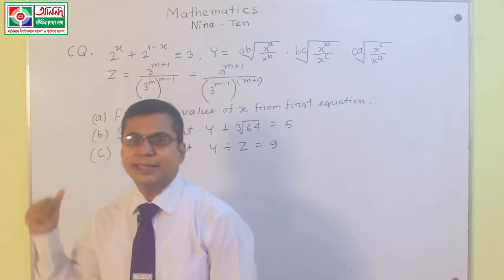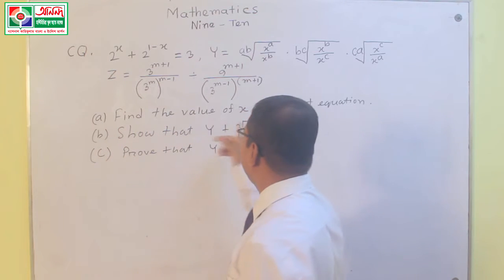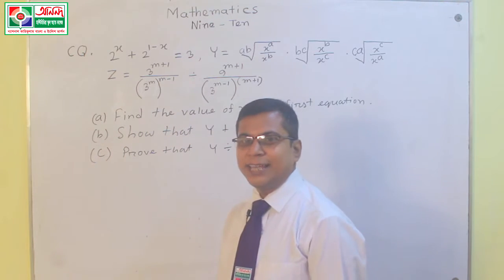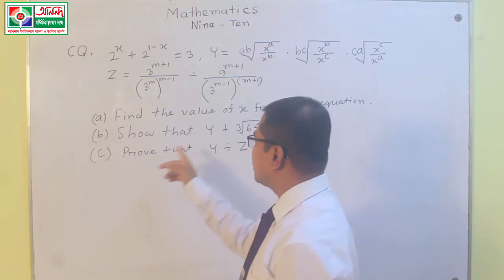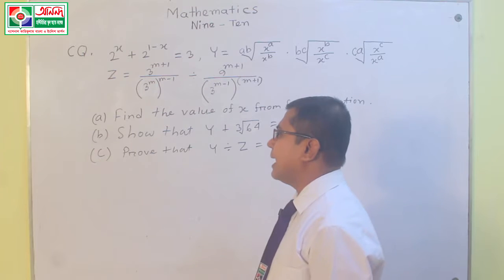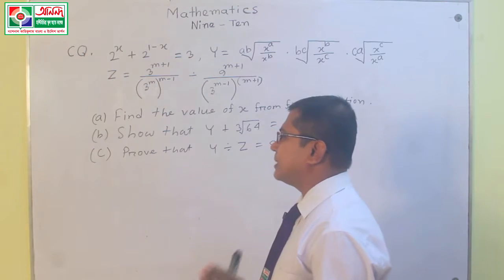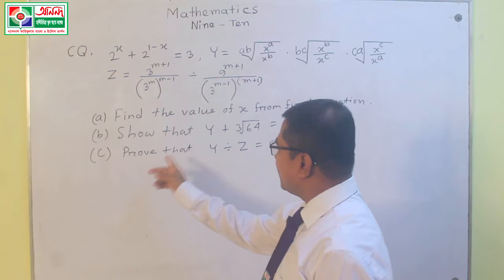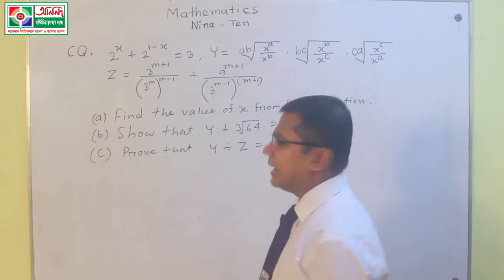In the question they have said: A, find the value of x from the first equation; B, show that y plus cube root 64 equal to 5; and finally C, prove that y by z equal to 9.